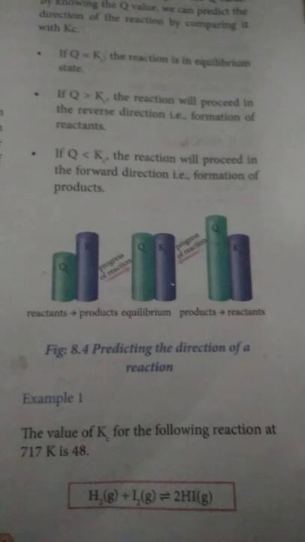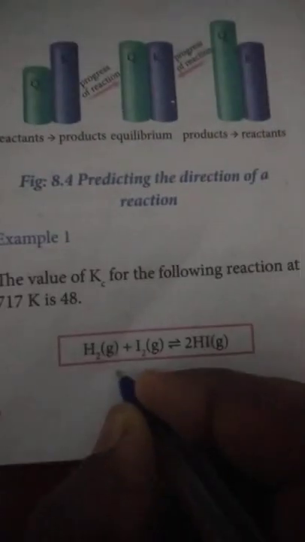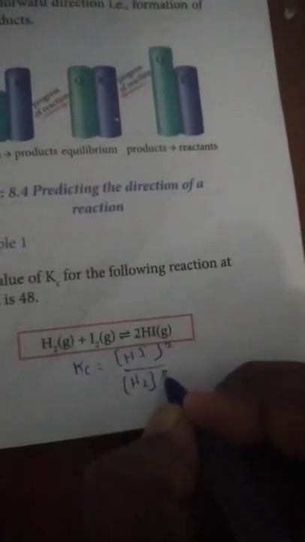See the equation on page number 11: H2 plus I2 gives 2HI. So you can write the Kc formula. Can you tell the formula for Kc? Here they wrote Kc or Q. Kc is equal to the concentration of HI power 2 divided by the concentration of H2 into the concentration of I2. Understand? You can substitute all the values. The concentration of HI is 0.6 power 2 divided by the concentration of H2, 0.2, into 0.2.